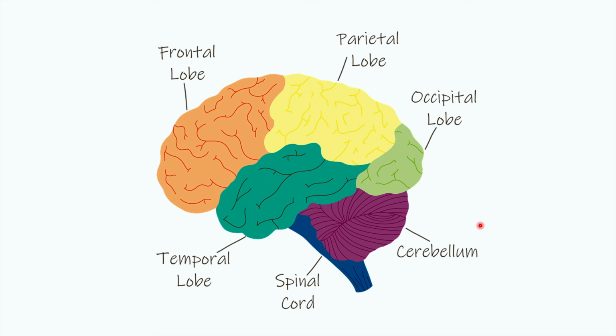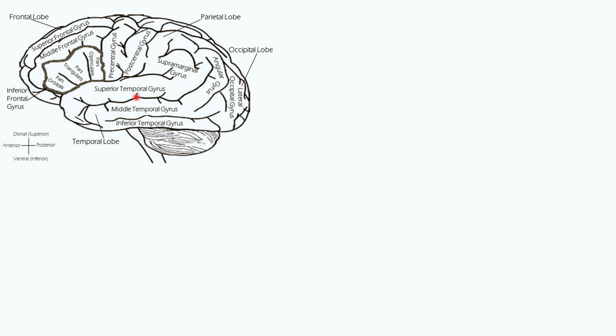Before we actually get into looking at those particular language centers, let's look at an overview of the brain itself, because we're going to need to know the different lobes in order to better understand where those language centers are located. So the brain has four lobes: the frontal lobe, the temporal lobe, the parietal lobe, and the occipital lobe. And what we're going to see is that the language centers are going to reside in the frontal lobe and the temporal lobe.